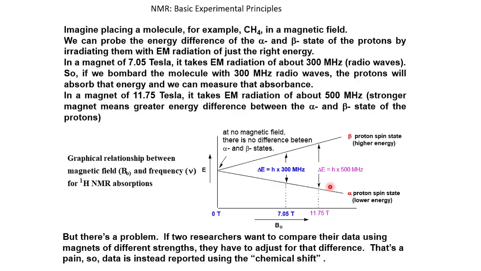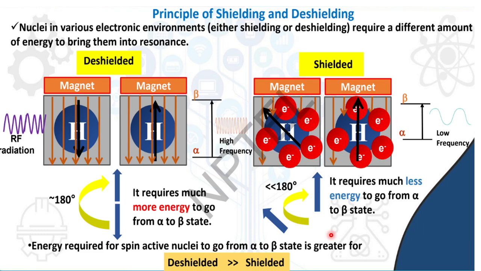Now the problem is, for example, one lab in Bombay and one lab in Chennai want to compare data using magnets of different strengths. Someone is using 5 Tesla, someone is using 7 Tesla. That will create a problem, because you will get different data from the NMR. So that's why the international standard is to provide the 1H NMR data using the term chemical shift. We will discuss what chemical shift is.